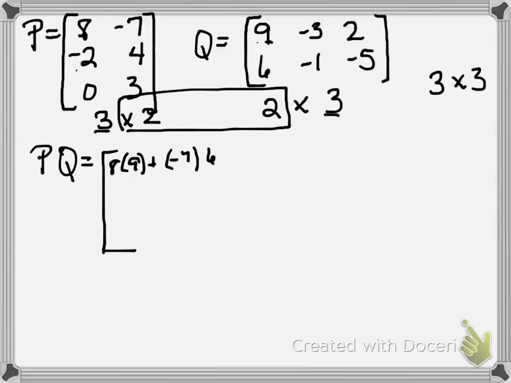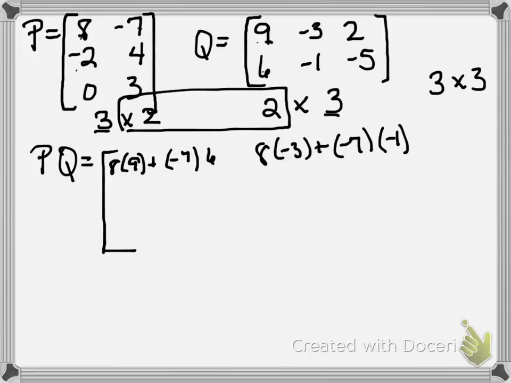So I'm going to do the 8 times the 9 plus the -7 times the 6. I did the row times the column. Now I'm still on this top row, but I now move to the middle column, and it's going to be in the first row, middle column, the answer. So I have 8 times -3 plus the -7 times -1.